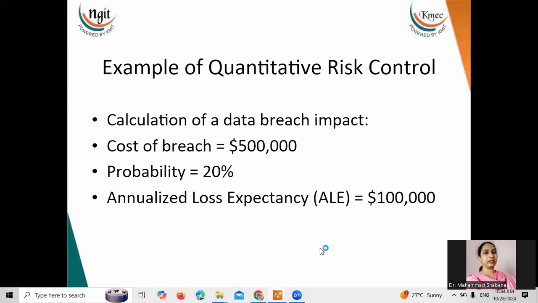One example of quantitative risk control: consider a company calculating the financial impact of a potential data breach. If the breach is expected to cost $5 lakhs and the probability of it happening is 20%, the annualized loss expectancy would be calculated as 1 lakh. This helps the company decide how much to invest in preventing the breach.